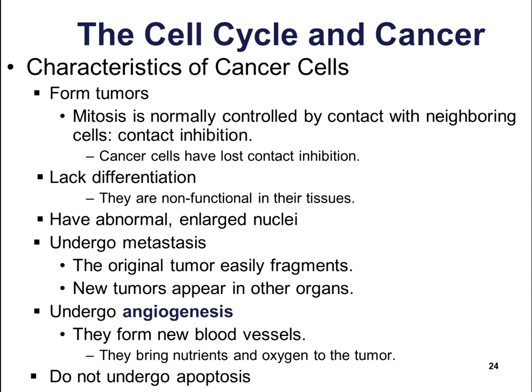Angiogenesis means that they can form new blood vessels. So these cells, these tumors, can actually bring themselves nutrients and oxygen. That's a problem. That's how they grow. And again, nothing is going to come in and say, we're destroying you. There is no regulation and no apoptosis.